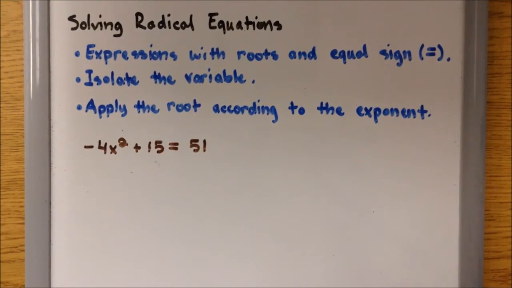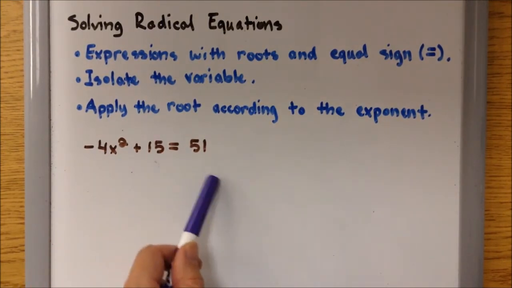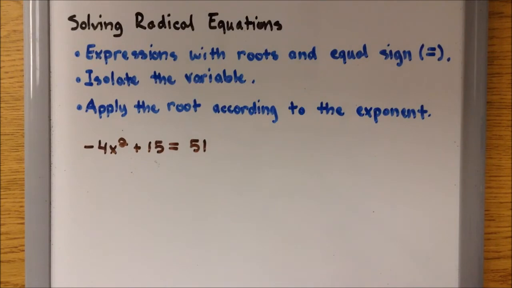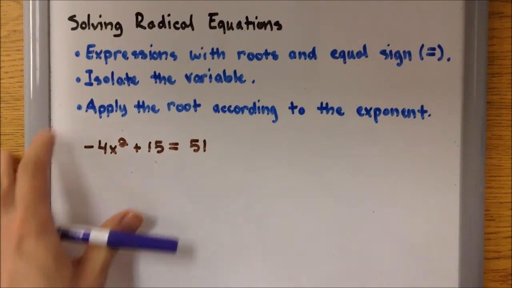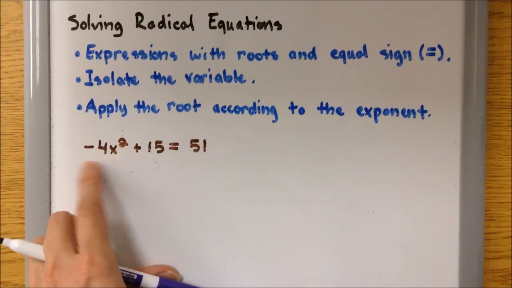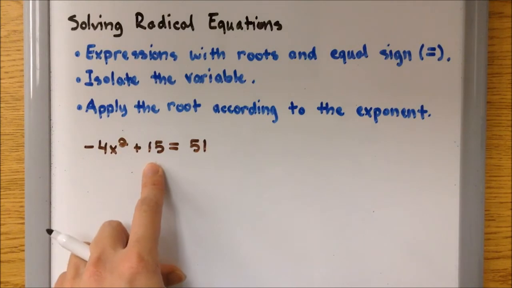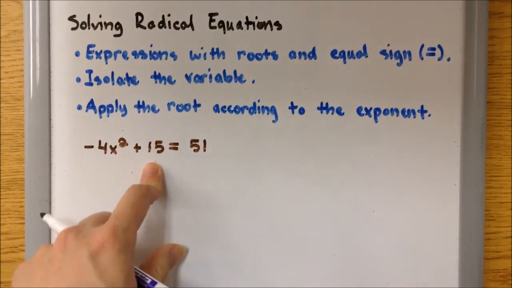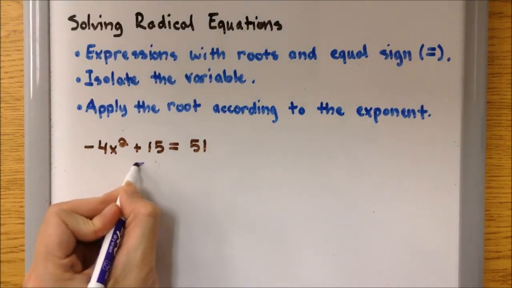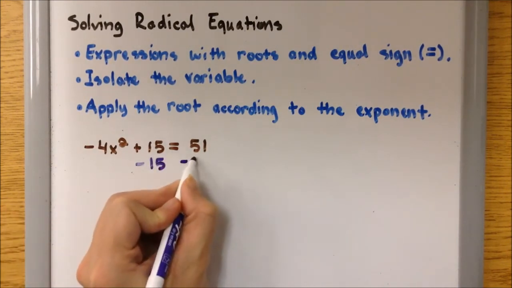Now in our third example, we have negative 4x squared plus 15 equals 51. So again, isolate the variable. We want to get x squared by itself. So technically we need to get negative 4x squared by itself. I need to get rid of the plus 15. Opposite of plus 15 is minus 15. Since I did it on the left, I got to do it on the right.